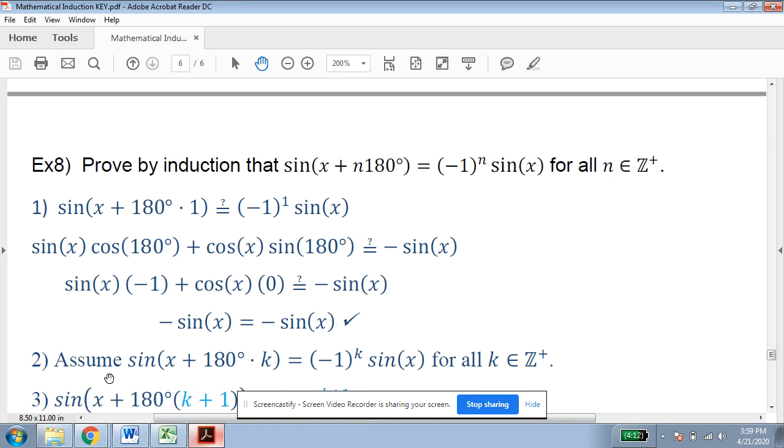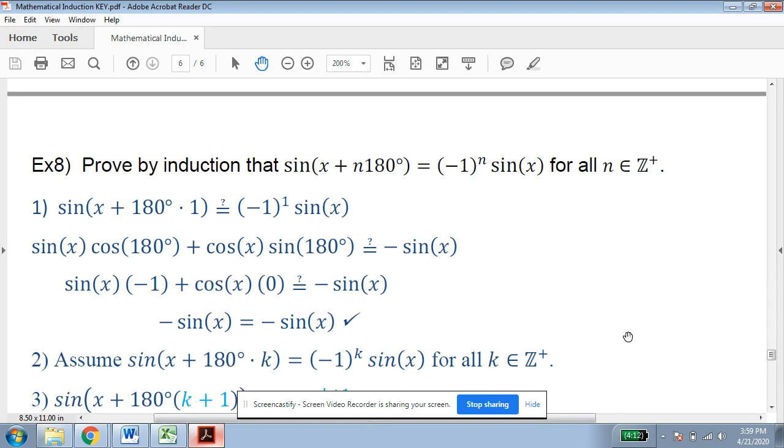Step 2, my assumption step. I assume that my statement is true for all k's, k positive integers. Again, just change all of my n's to k's. So that one right there changes, that one right there changes. Note, the x's don't change. X's were not n's, so they don't change. My n's change to k's, the x's stay the same. Assumption step is done.